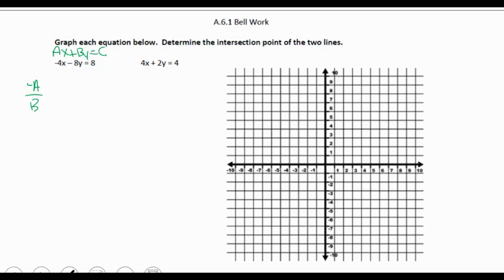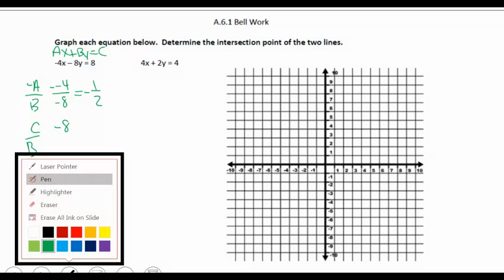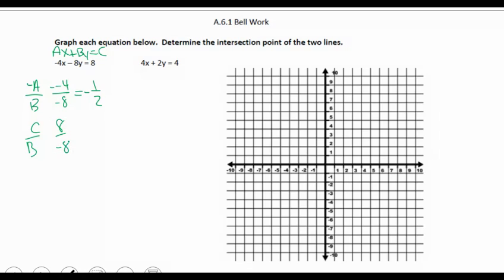So negative a over b, that would be negative 4 over negative 8. When that happens, the two negative signs cancel. So this is 4 over negative 8, which would simplify to negative 1/2. So my slope is negative 1/2. My y-intercept, remember, is c divided by b. So that would be 8 divided by negative 8, which would be negative 1. So if I wrote this in slope-intercept form, it would be y equals negative 1/2 x minus 1.